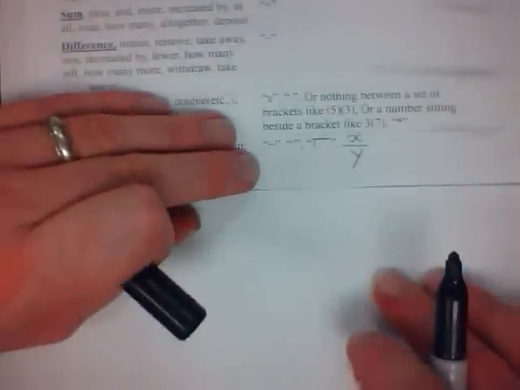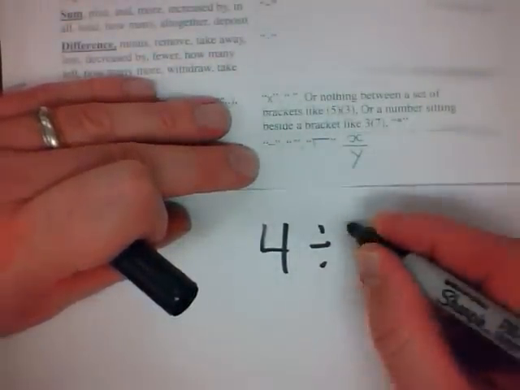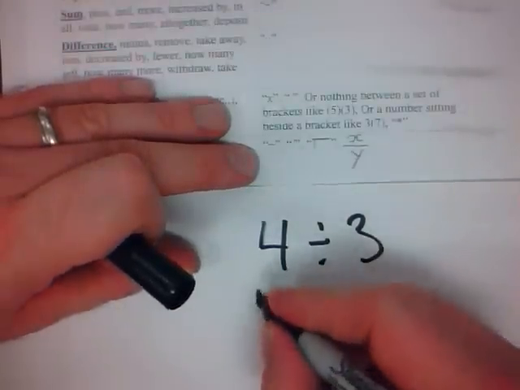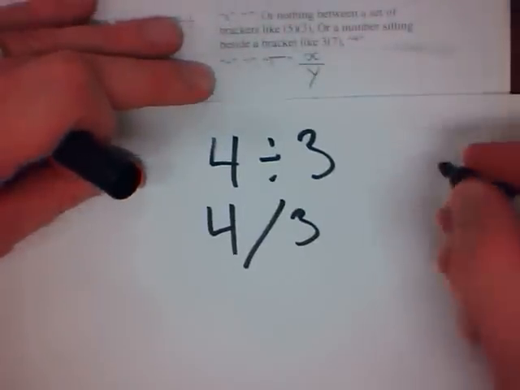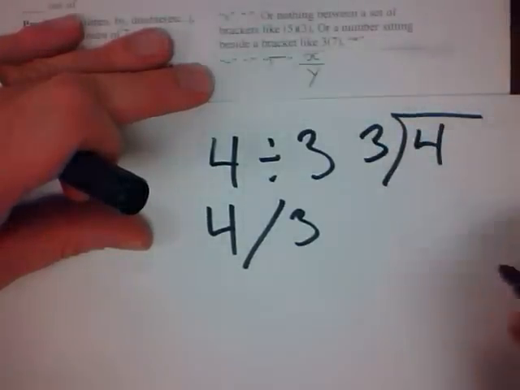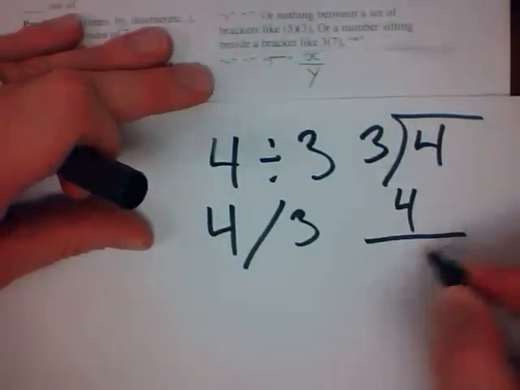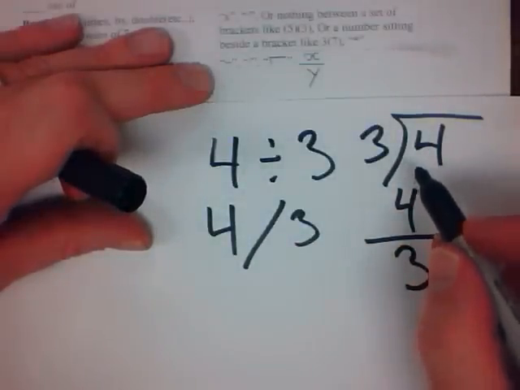Now let's look at division. Again, there are a number of different symbols. We have the 4 divided by 3. We can have 4 divided by 3. We can also have 4 divided by 3, and we can have 4 divided by 3. All of those symbols mean division.